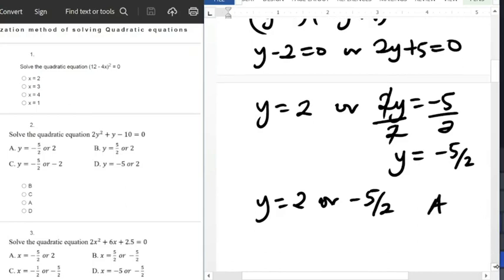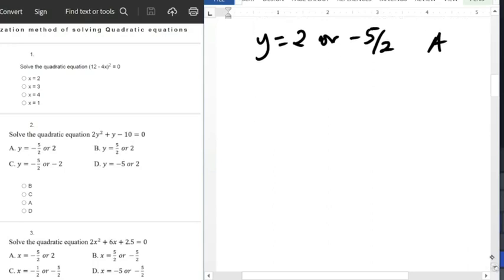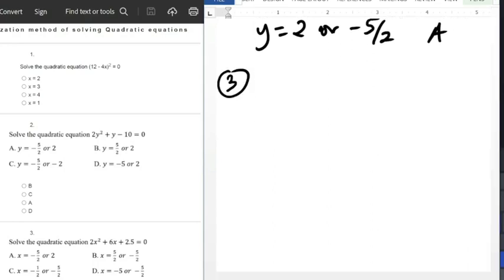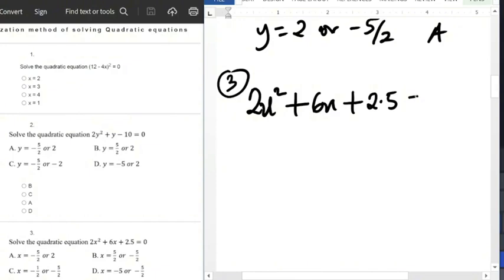So question number 3 now. Solve the quadratic equation 2x squared plus 6x plus 2.5 equals 0. If you look at this, this one is in decimal. I would advise you to multiply it out, or change it to whole number. If you multiply it out, you're still going to get the same thing. That's going to be having this multiplied by this, and 2.5 times 2 is going to give us 5.